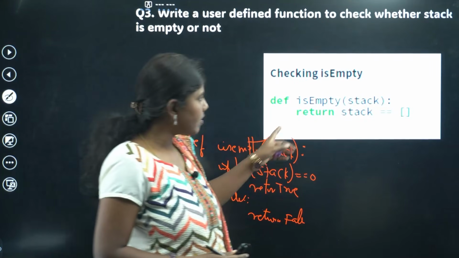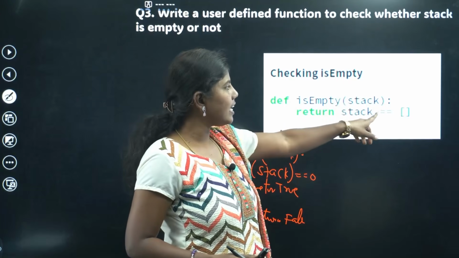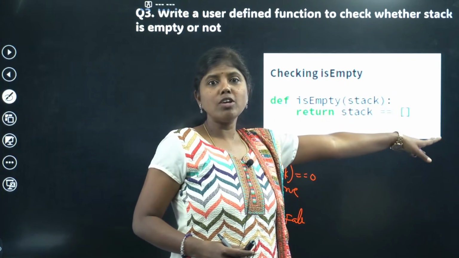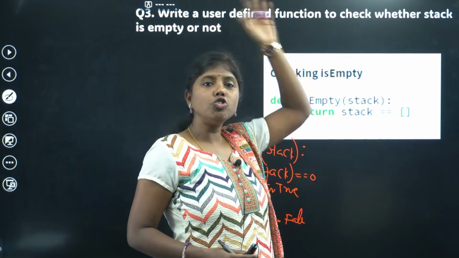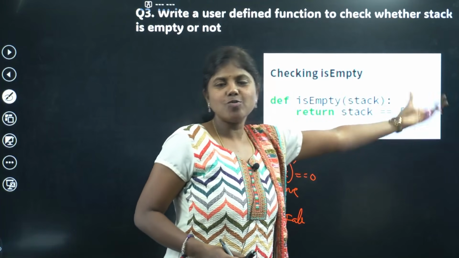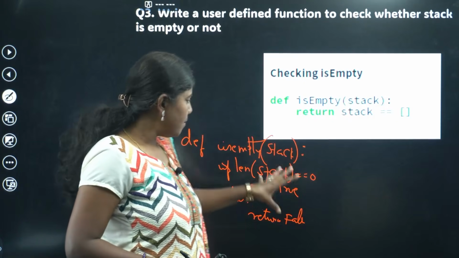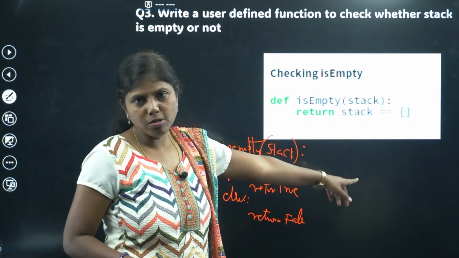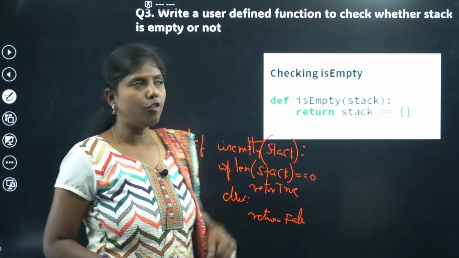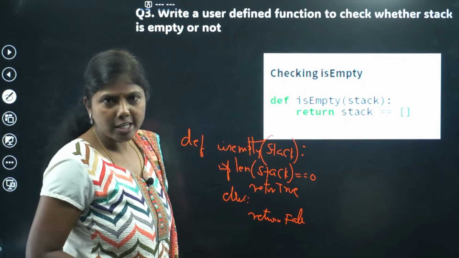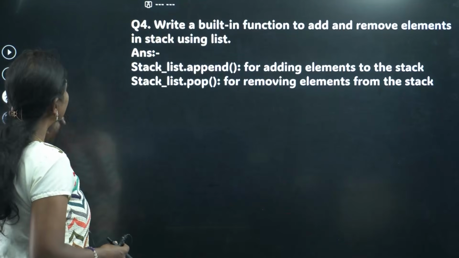What is the example they've given here? Return stack equal to empty list. If stack is equal to the empty list and it is true, then it is going to return true. If it's false, it is going to return false. In one line, they've avoided multiple lines here. This is also simple. Whichever is easy, you can follow that. Just write the definition. This is more than enough. No need to give an explanation for this. We'll go with the next question.